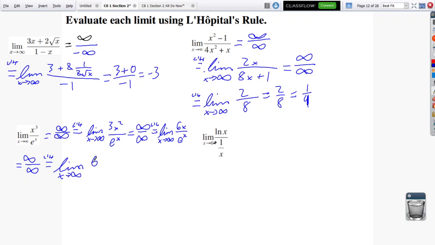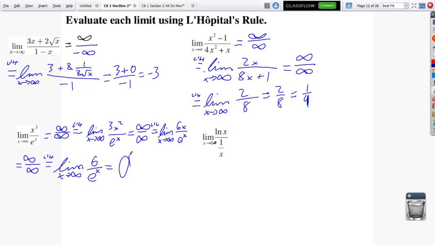Good news, I'm no longer going to have indeterminate form because I have finite in the numerator over e to the x. All right, cool. e to the x gets big really fast. We know e to the infinite power is still going to be infinity, and we know finite divided by infinity is going to be 0.